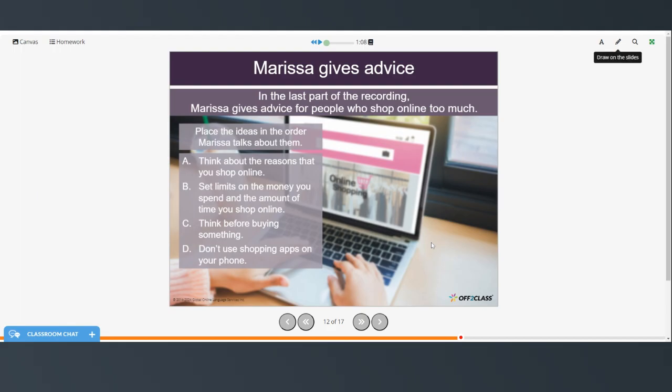All right. So first, she said, think before buying something. That was number one. Don't use shopping apps on your phone was number two. Think about the reasons you shop online. And finally, set limits on the money you spend and the amount of time you shop online.